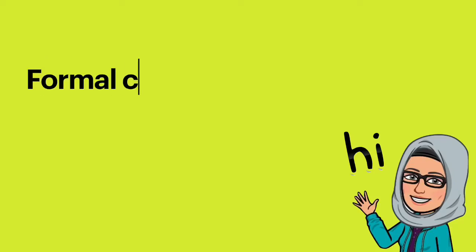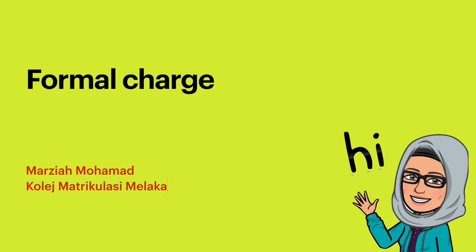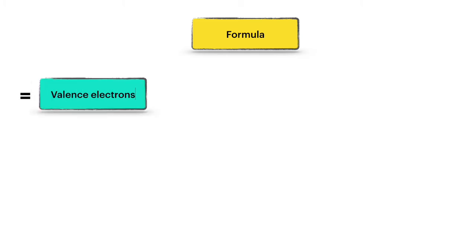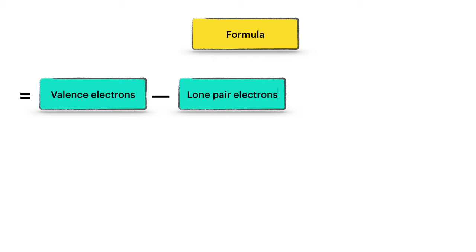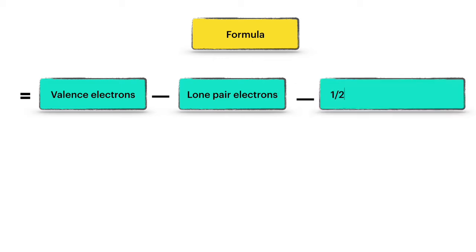Hi, in this video, we are going to learn how to calculate the formal charge. The formula to calculate the formal charge is valence electron minus the lone pair electron minus half of the bonding pair electron. To calculate the formal charge, you need to calculate the formal charge for each atom in a molecule.